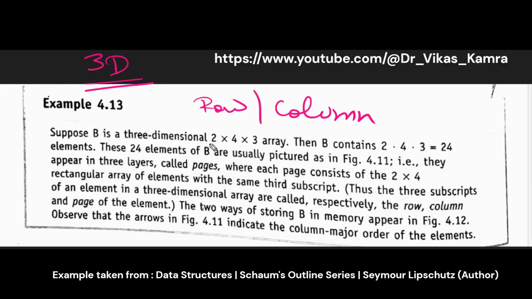This example is taken from Schaum's outline series book of data structure. So let us take an array of size 2 into 4 into 3. Here 2 is the number of rows, 4 is the number of columns, and 3 is the pages. This is the new element introduced in a three-dimensional array. So it means there are 3 pages of size 2 by 4. So the total number of elements stored in this three-dimensional array is 2 into 4 into 3, which is 24. I'll show you its representation in memory.